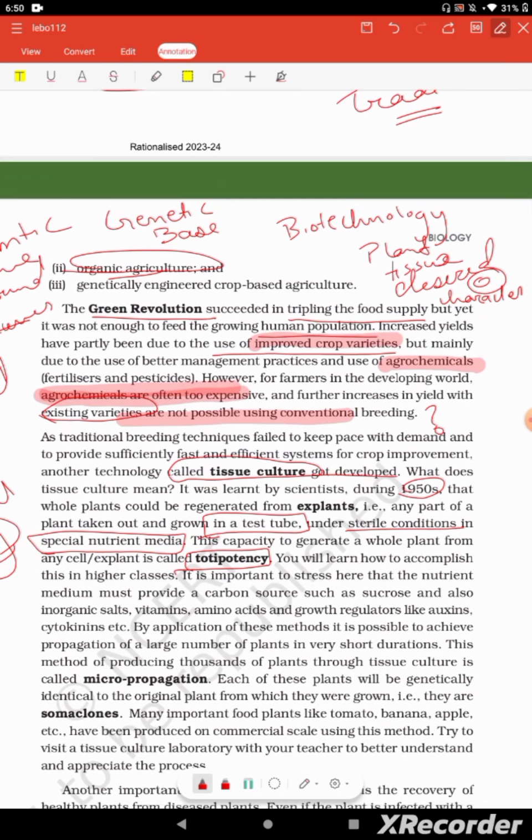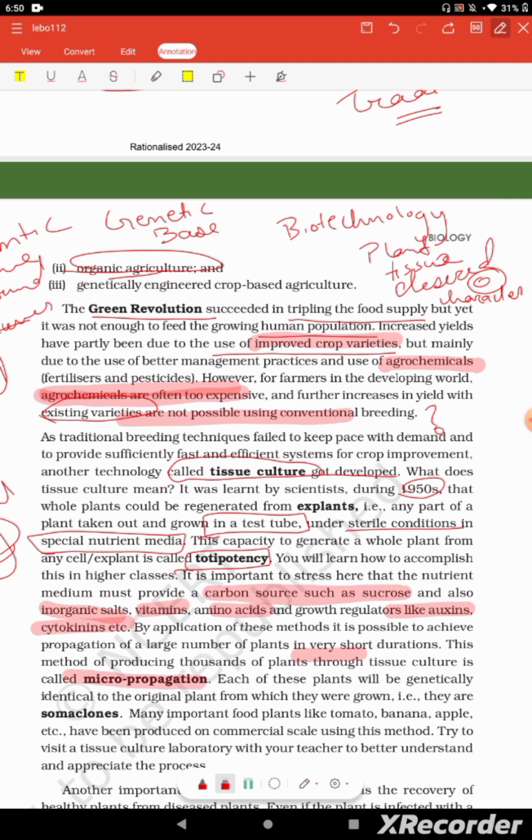Now what happens? It is important to stress here that the nutrient medium must provide, a nutrient medium would have two things mainly: the sucrose, which will help in providing the carbon for the multiplication of the cells, and the other things are inorganic salts, vitamins, amino acids, growth regulators for the multiplication. That must be there in the nutrient media. Now, by application of this method, it is possible to achieve propagation of a large number of plants in a very short duration, which is known as micropropagation.